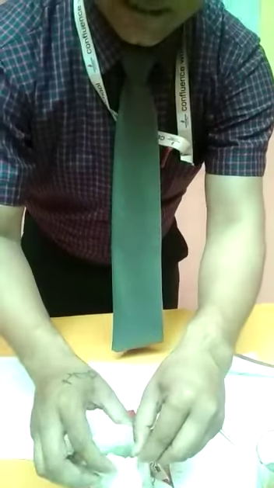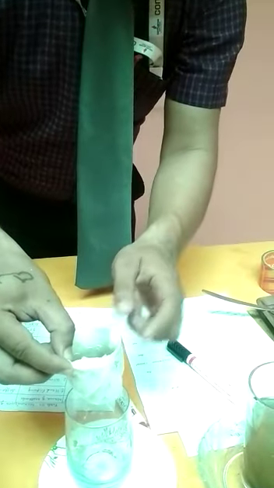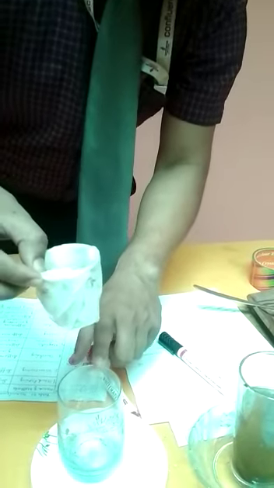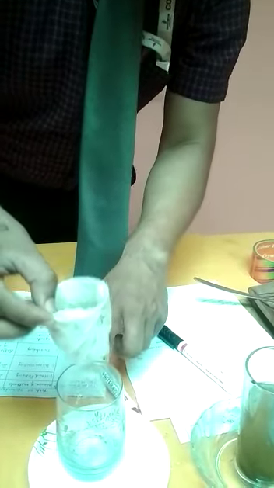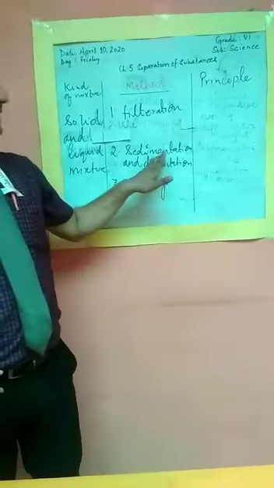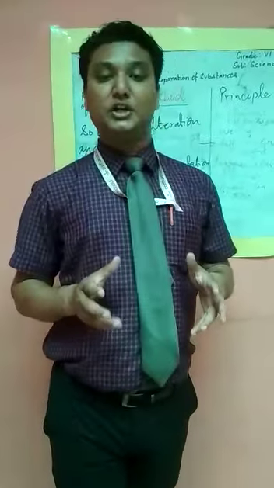So there are two things. One is the filter paper, number one, which is a method, filtration. The liquid which we collect here in this glass will be called filtrate, and what is left on the filter paper is called residue. Now next is sedimentation and decantation. Sedimentation and decantation is a method which can be employed to separate the solid component and the liquid component.